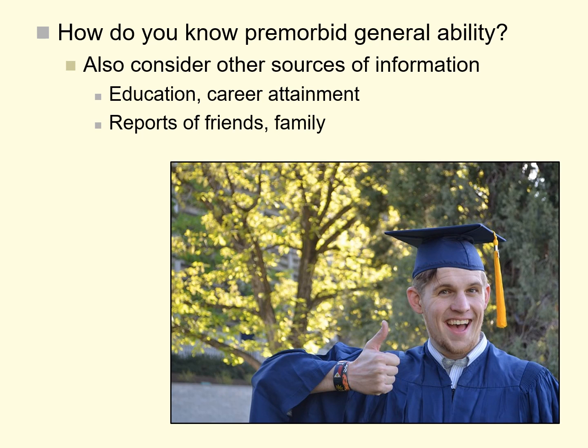Another way of estimating pre-morbid general intellectual ability is just to consider other sources of information. Those can include what we know about the person's education and career attainment, and the reports that we can get from their friends and family. So, for instance, if we know that our client has an advanced degree, maybe a PhD in engineering, and for many years worked as a chemical engineer for a large engineering firm, we can guess that that person probably had an above average level of intellectual ability because very few people have the intellectual horsepower to do that type of work.